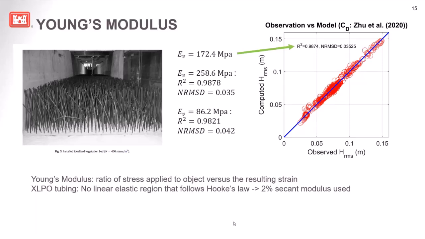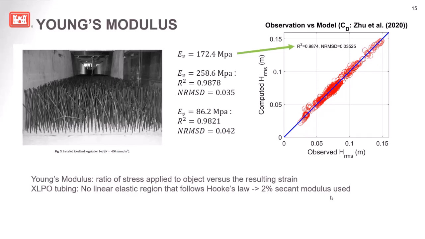First, I decided to test the sensitivity to the Young's modulus. The Young's modulus is a measure of stiffness or compressibility of a material, calculated by the slope of the linear elastic region of the stress-strain curve of the material. Cross-linked polyolefin tubing, XLPO, doesn't have a Young's modulus because it doesn't have that linear elastic region. So a different method of calculating the slope was used, 2% secant modulus, which typically underestimates the Young's modulus in materials that do have a linear elastic region.